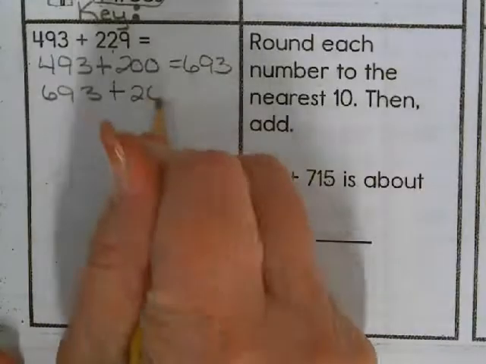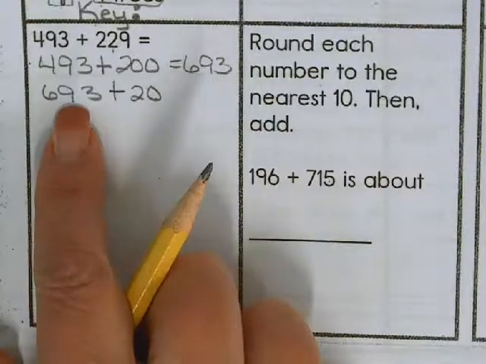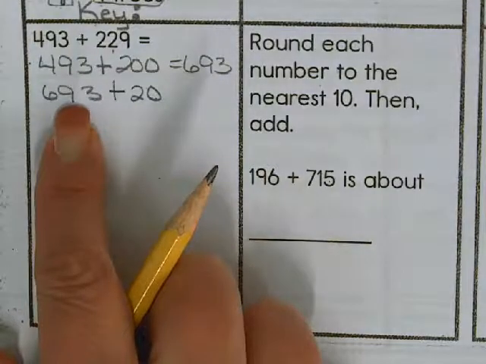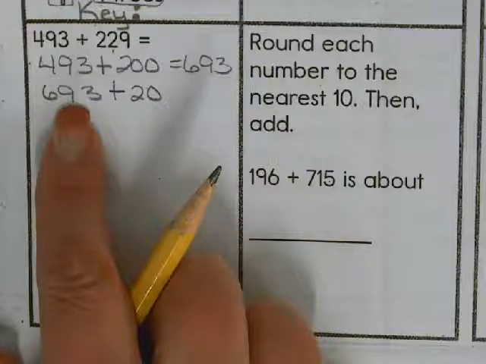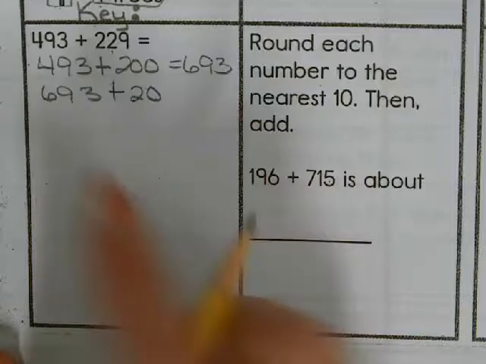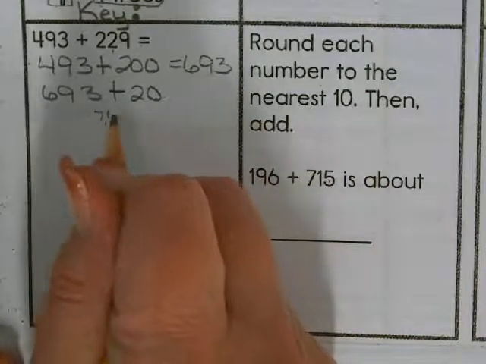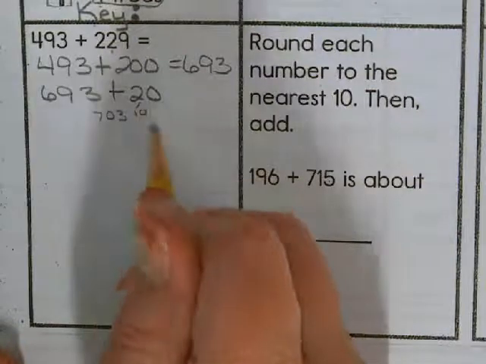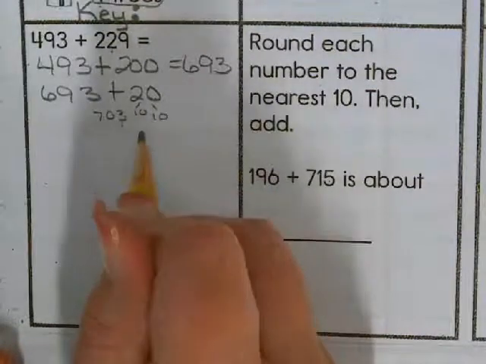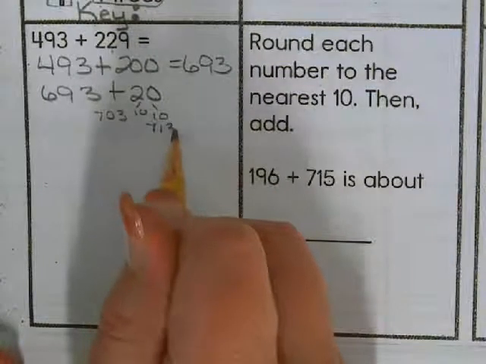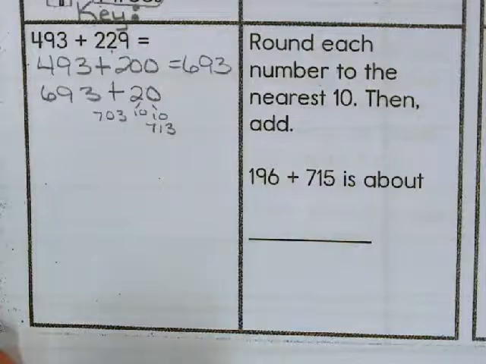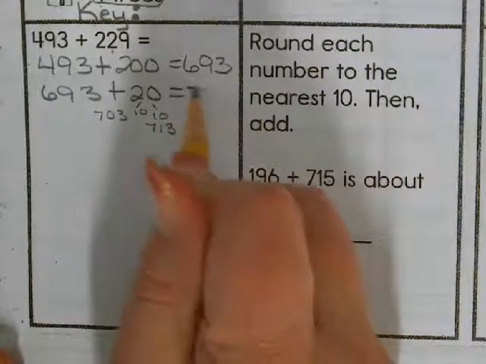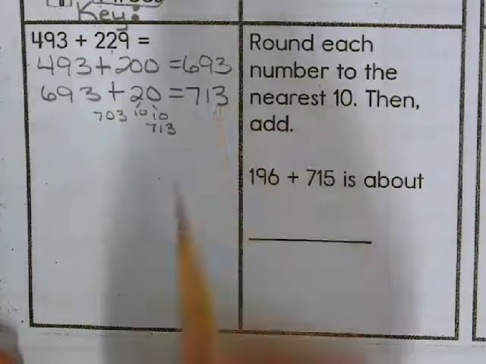Now, what happens when I add 10 more to this 90? If you said it makes 100, you'd be correct. So that means I'd have 703. If I add another 10, then that should give me 713. So right now, I'm at 713.